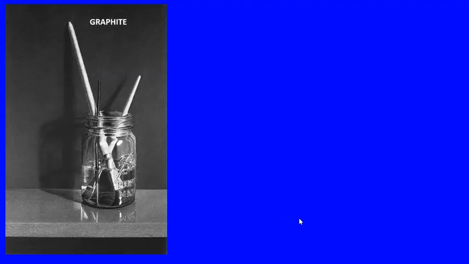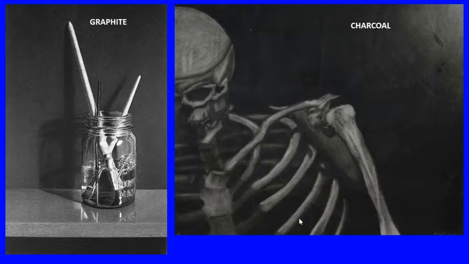Graphite. Graphite is a fancy word for what? And sometimes my students know and sometimes they don't. Graphite is basically just a pencil. So this was drawn with a pencil. And this was drawn with charcoal. A lot of my drawings are done with charcoal. I really love charcoal because it gets these really dark blacks in the artwork.